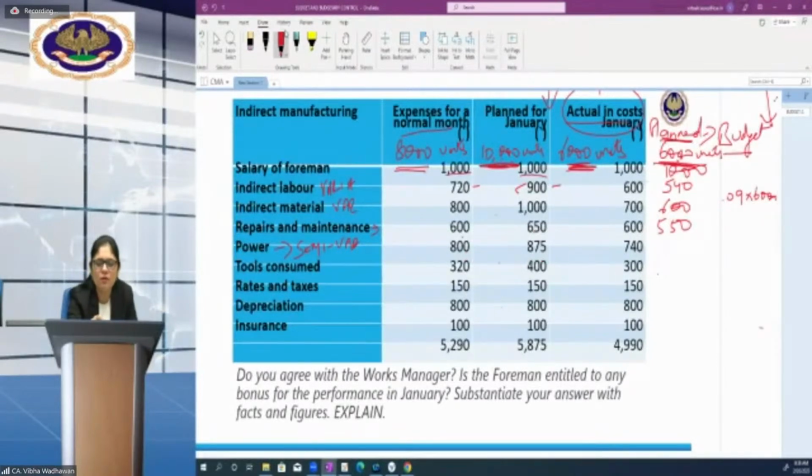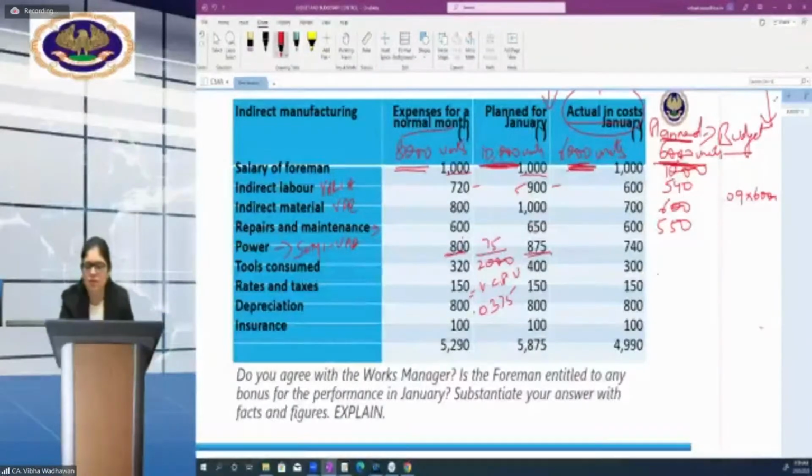Now, how will you do it? Difference between both the costs is 75, and difference between the units is 2,000. You will be calculating the variable cost per unit. How much is the variable cost per unit? 75 divided by 2,000 is 0.0375. 0.0375 is the variable proportion in the semi-variable cost.